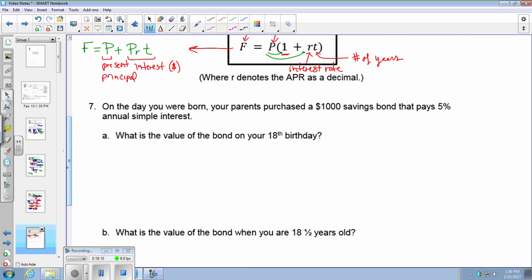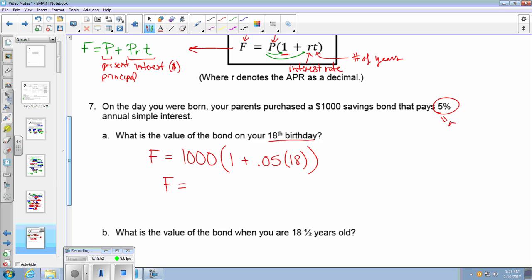All right, so number 7. On the day you were born, your parents purchase a $1,000 savings bond that pays 5% annual simple interest. All right, so what is the value of the bond on your 18th birthday? All right, so using the formula from above, we're going to replace P with 1,000 because that's your principal. 1 again is your constant, so that stays in there. Here's your interest rate, R, so we'll convert that to decimal form. And then T, let's see, 18th birthday, so that means it's going to grow for 18 years. There's our formula. All right, so grab a calculator, try this out. Press pause if you need to. But double check that you get an answer of $1,900 as well.